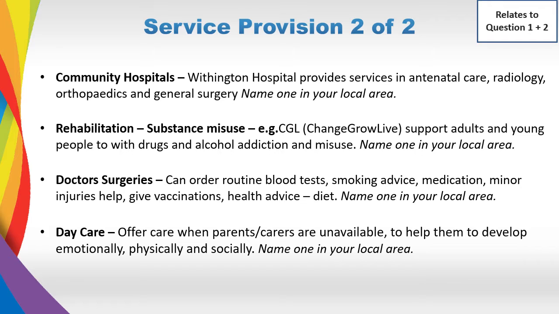Some more here for you, so community hospitals. Withington Hospital provides services in antenatal care, radiology, orthopaedics and general surgery. So it's not got an A&E department or an urgent care centre, it is just a hospital where people have pre-booked appointments. That's the difference between a community hospital and a hospital such as the Manchester Royal. I'd like you to try and find one of those in your local area. That might be a little bit trickier, so I've given you an example there if you're really struggling.